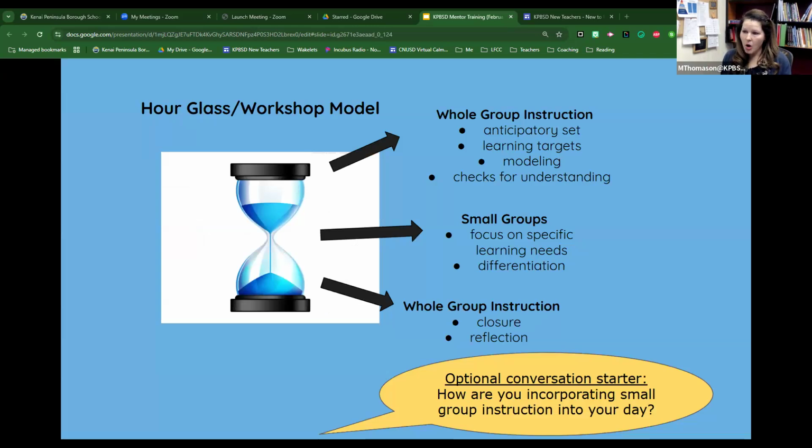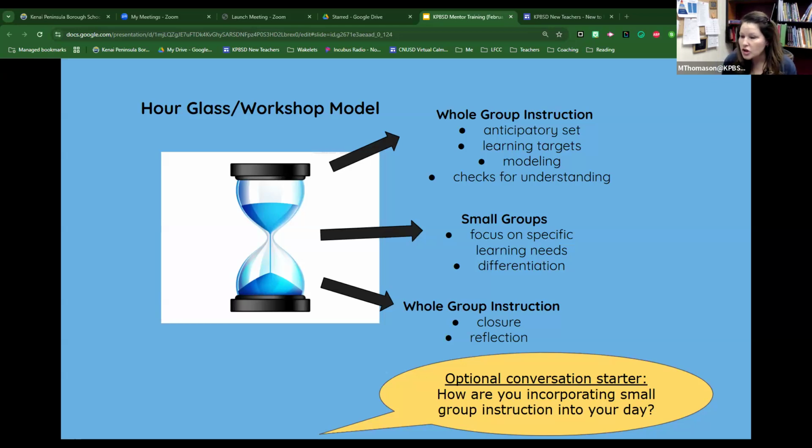So I've always called this particular lesson design model the hourglass model, but I guess it has a real name called the workshop model. The hourglass approach is a variation of the Madeline Hunter approach in which small group instruction is incorporated. If you remember the Madeline Hunter framework, there's no small group instruction included. So this hourglass model incorporates that small group focus.